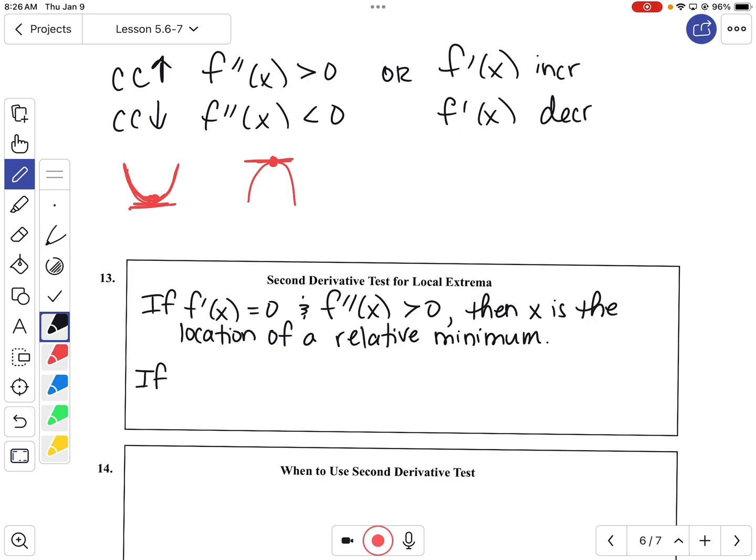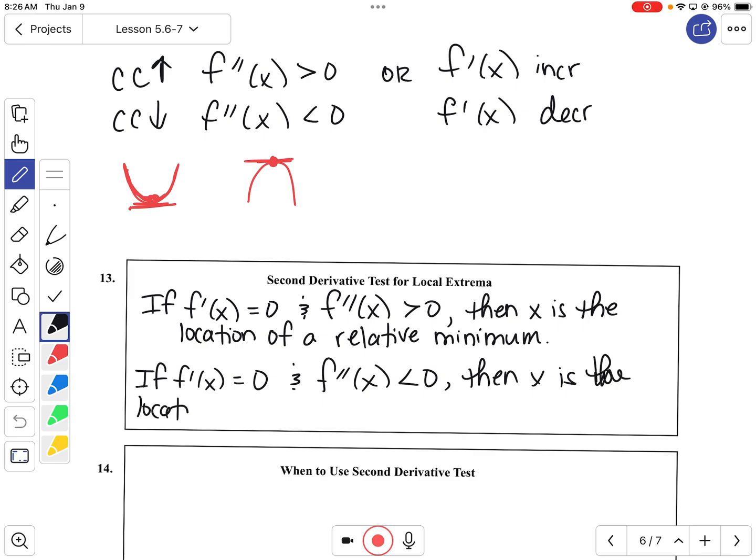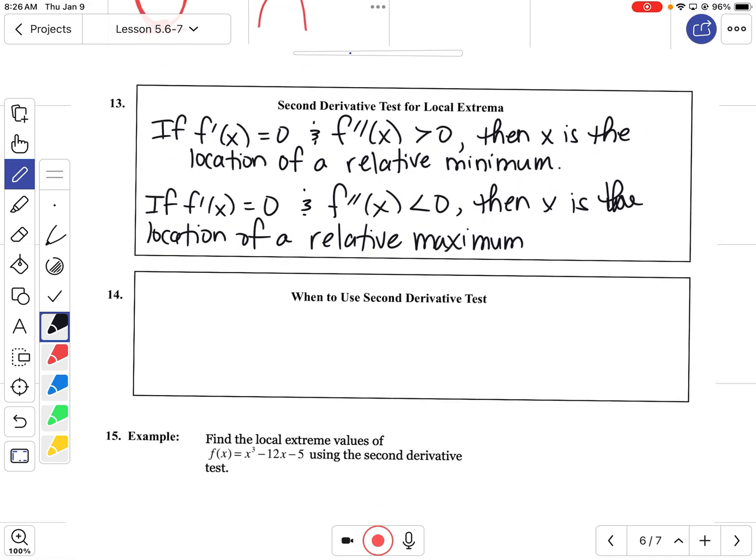Likewise, the other way, if f prime is equal to 0, so we know it's a critical point, and f double prime is less than 0, meaning it is concave down, then x is the location of a relative maximum. Okay, so that's just putting together what we know about concavity.